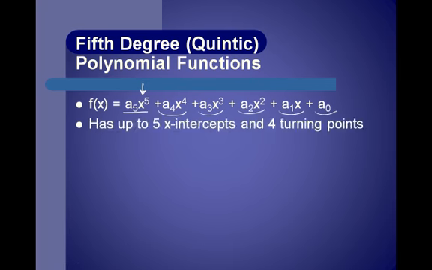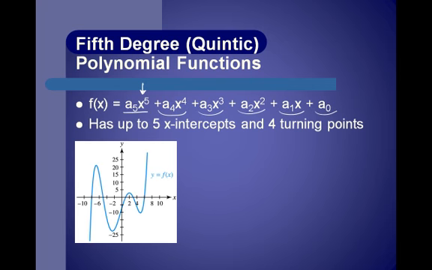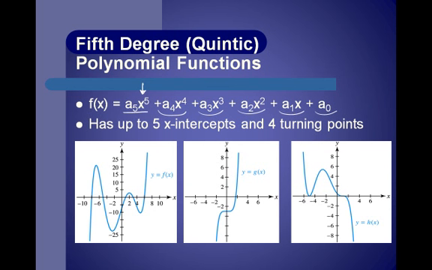A fifth degree polynomial function can have up to 5 x-intercepts and up to 4 turning points. Here are some examples of fifth degree polynomial functions. Now notice on each of these, the end directions, one will go up and the other one will go down.